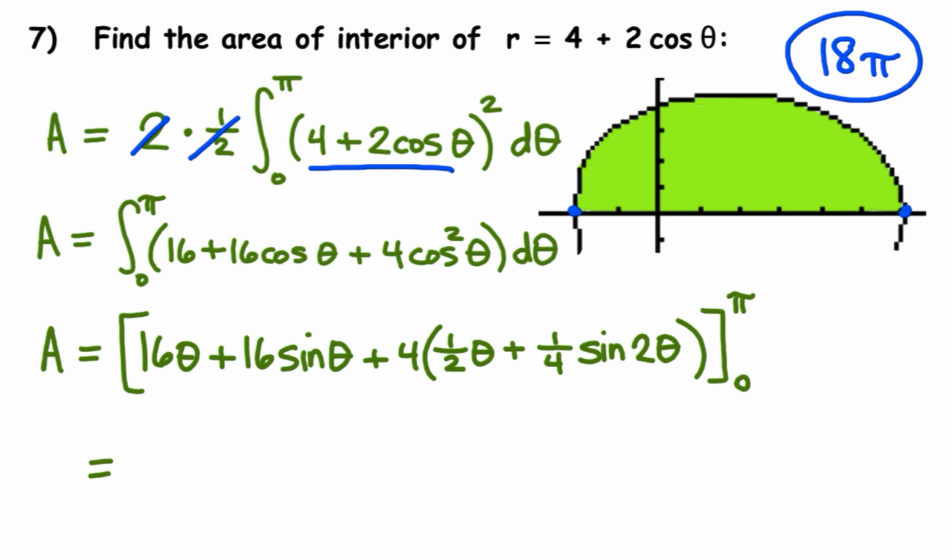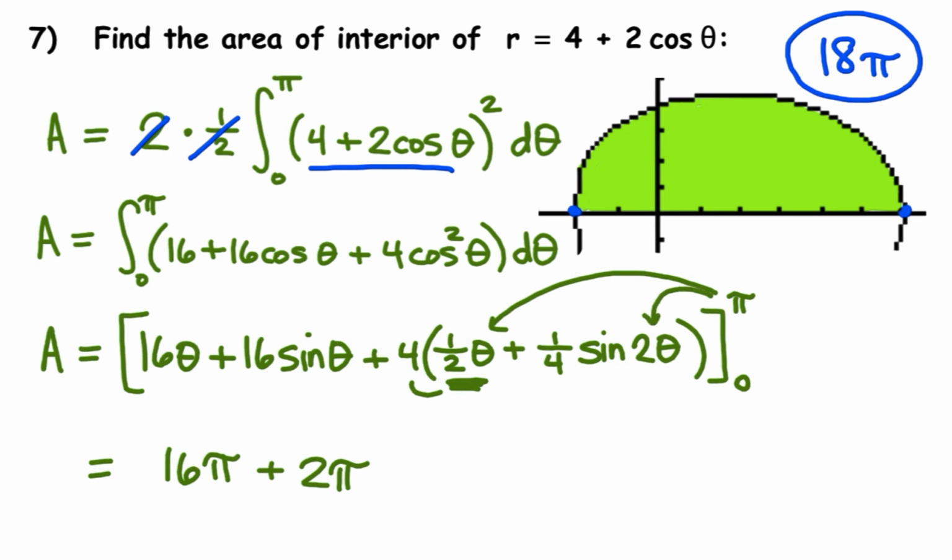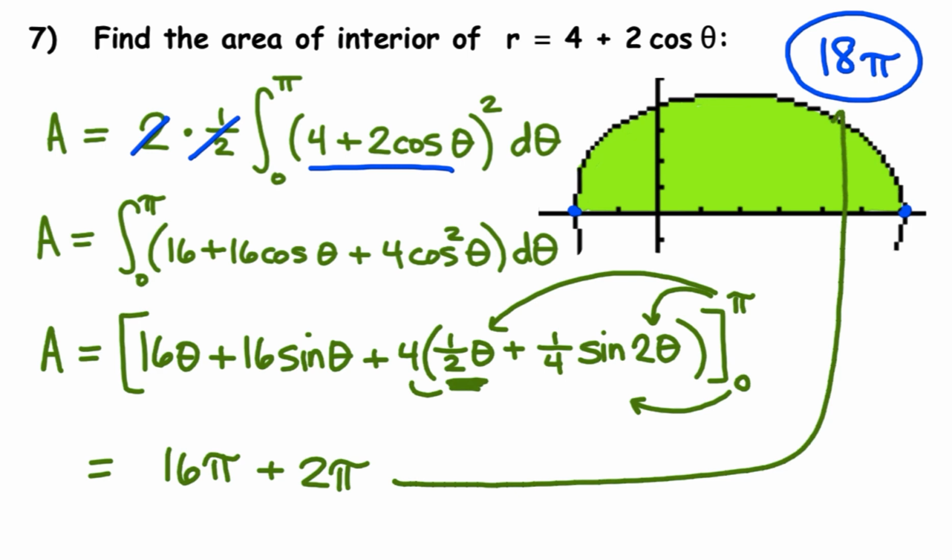Okay, putting in the pi, we're going to have 16 pi plus 16 sine of pi, which is 0. Putting the pi in here, you're going to have 1/2 pi, but you're multiplying by 4, so that's 2 pi. Sine of 2 pi, of course, is 0. That wipes the rest of it out. And plugging a 0 into the entire thing is going to give you a 0. And sure enough, guess what? We got the correct answer of 18 pi square units for the area of the interior.